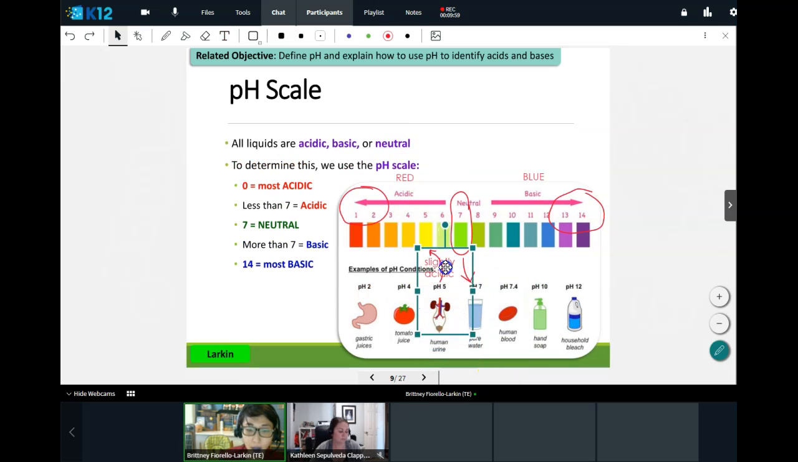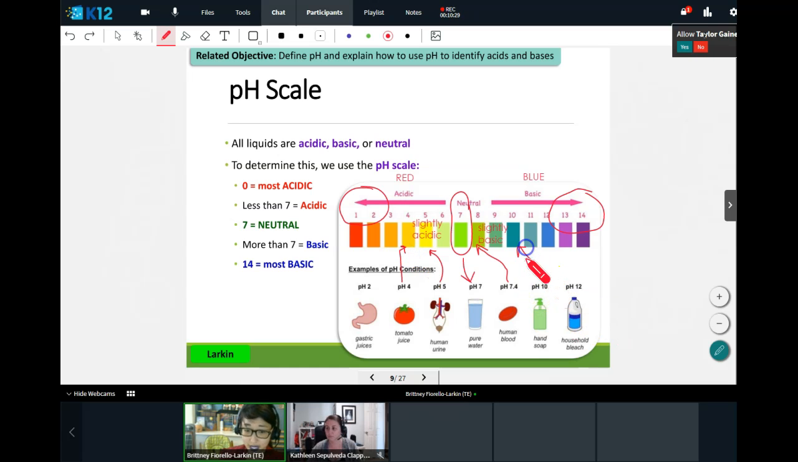Same thing if we move the opposite direction, we end up with something that is slightly basic, like human blood. Human blood has a pH of 7.4, so it's bigger than 7, on the blue side, the basic side. But it's still really close to 7, really close to water, so it's just slightly basic. Taking a look here, tomato juice is a little more acidic. Hand soap is a little more basic. And then at the extremes, the furthest to the outside, we have things that are very acidic and very basic.